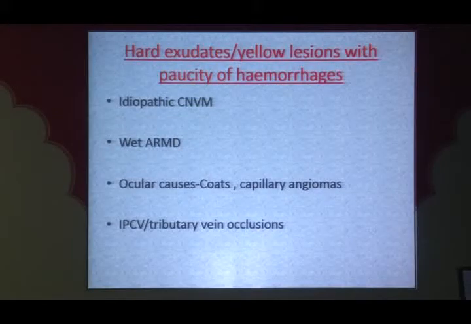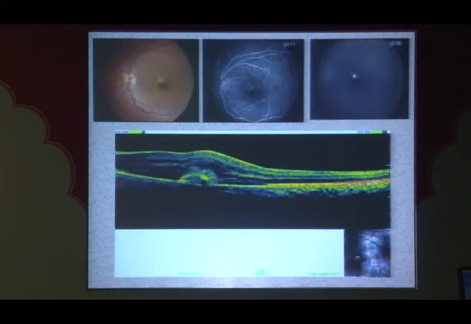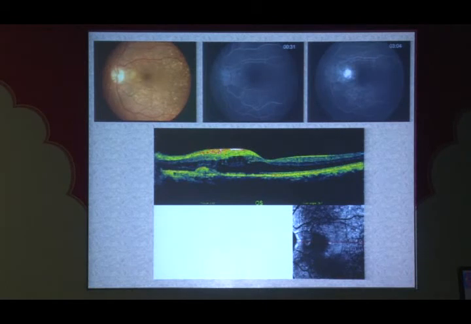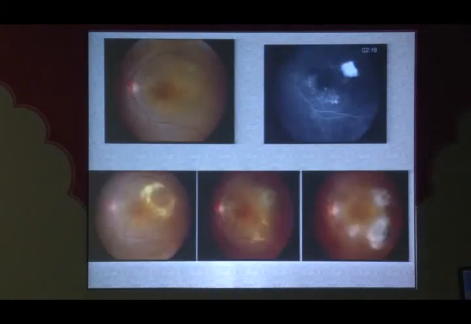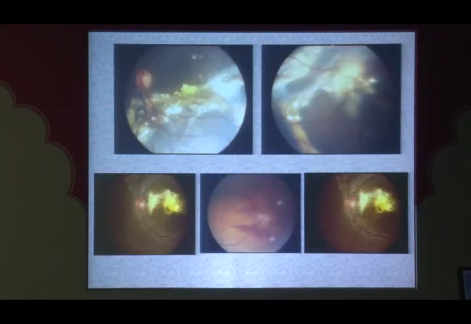Coming to hard exudates with paucity of hemorrhages, these are some of the causes. Now this patient who presents with hard exudates at the macula but no other signs had a choroidal neovascular membrane, and that patient responded very well to anti-VEGF treatment. These are some more examples of idiopathic CNVM. One should not lose sight of the fact that when there are yellow lesions like this, there is something more yellow here which is of sinister nature, and that is early CNVM in this patient. Hard exudates in association with CNVM always indicate that the disease process is active. So associated signs and ancillary tests will aid in the diagnosis.